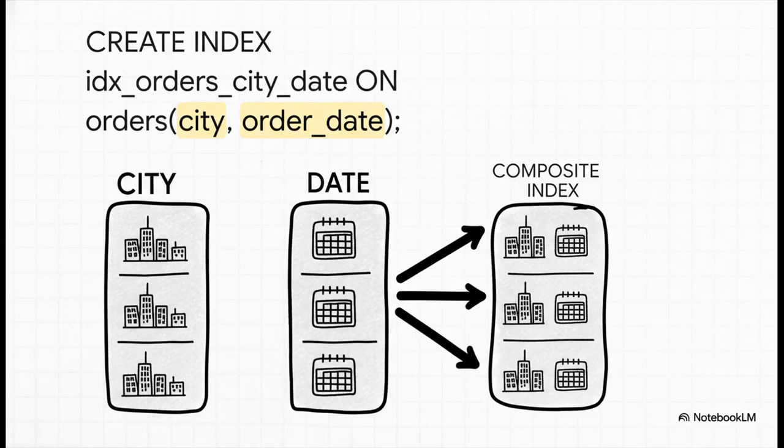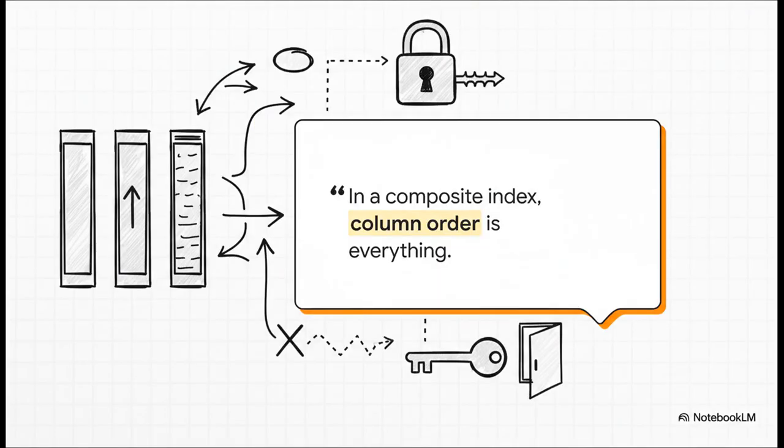This leads us to a super important idea, the composite index, also known as a multi-column index. All we're doing here is creating a single index on 2 columns at the same time, city and then order date. This is great for queries that need to filter by both, but there's a catch. A big one. And here's the catch.